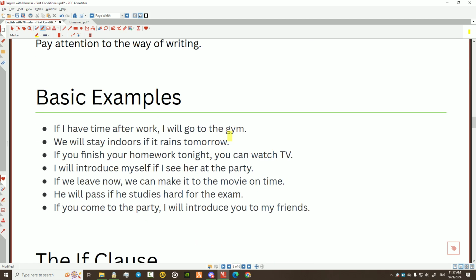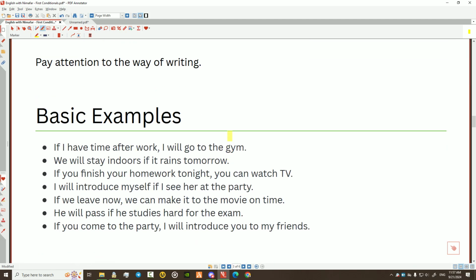Basic examples. If I have time after work, I'll go to the gym. We will stay indoors if it rains tomorrow. If you finish your homework tonight, you can watch TV. I'll introduce myself if I see her at the party. If we leave now, we can't make it to the movie on time. He will pass if he studies hard for the exam. And if you come to the party, I will introduce you to my friends.